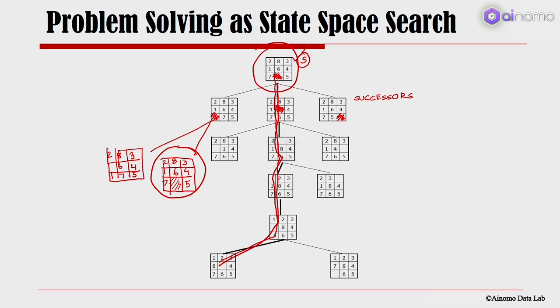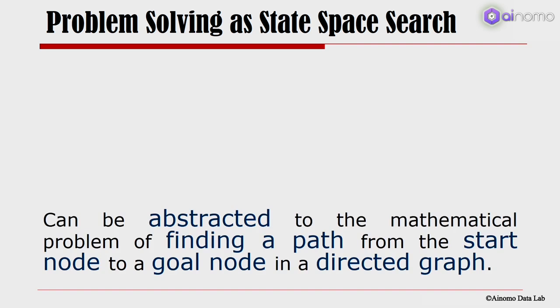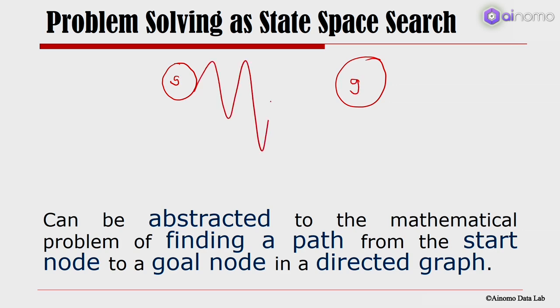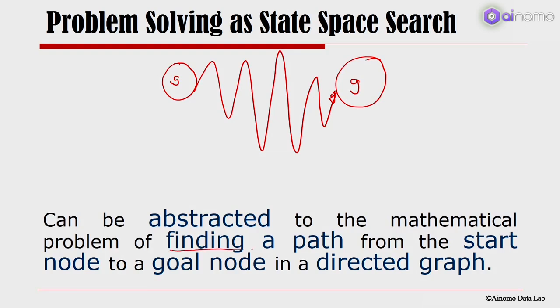Now, if you look at this very closely, we can have a simile here. This can be thought of as a graph, and basically what we are looking for is, given a start node S of a graph and a goal node G, some path that takes me from S to G. So problem solving as state space search can be abstracted to the mathematical problem of finding a path from the start node to the goal node in a directed graph.